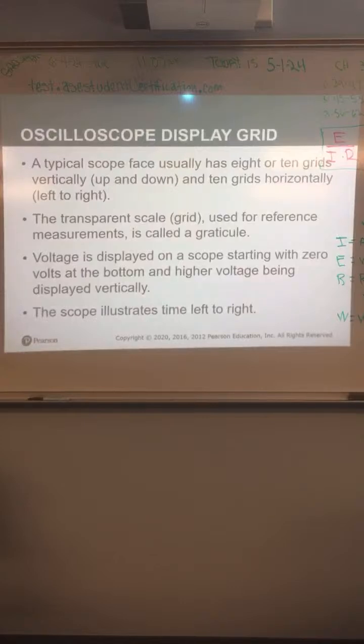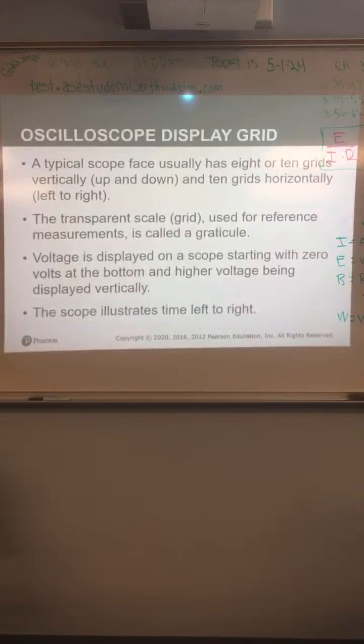Yeah. Okay. On the grids, usually the face has 8 or 10 grids, vertical and up and down, 10 grids horizontal, left to right. You guys know the difference between an X and a Y axis? Yeah. Yes. Okay, everybody should know that. I think they taught you that in school, right? Okay. There's going to be a test question on that too, okay? So make sure you know the difference between an X and a Y axis, okay?